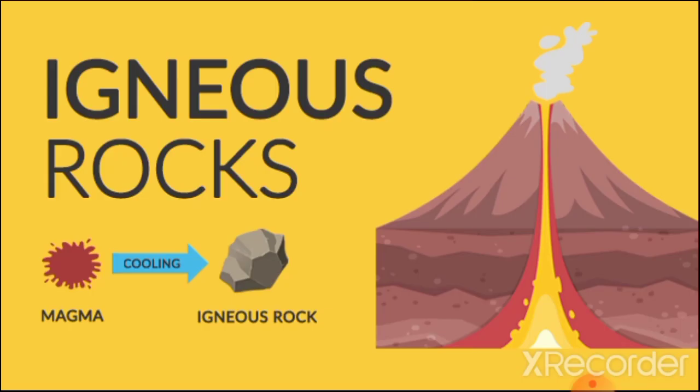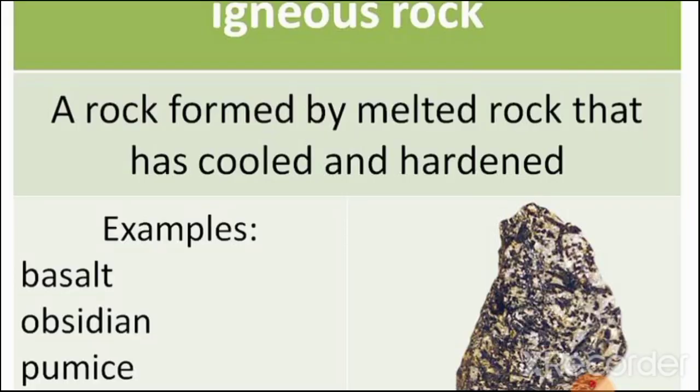First, we shall be looking at the igneous rock. The igneous rock is formed from magma that has cooled and become hard. This magma is rock that is melted because of the heat from the earth's core. So when this melted rock becomes cool and hard again, it forms igneous rock.